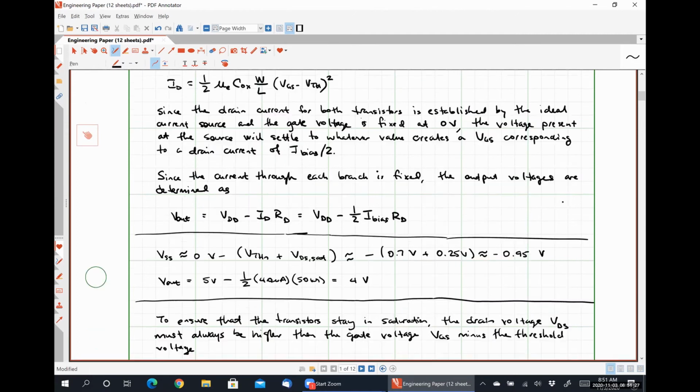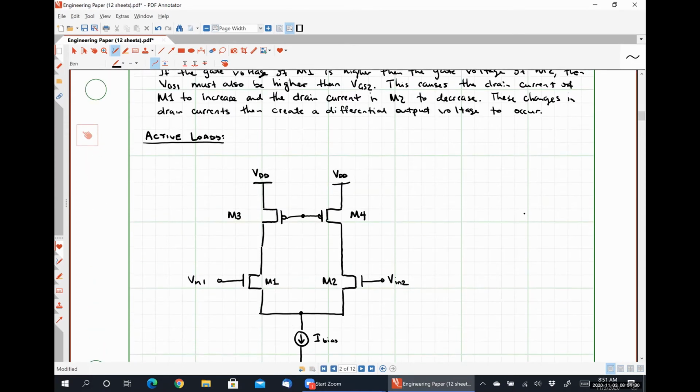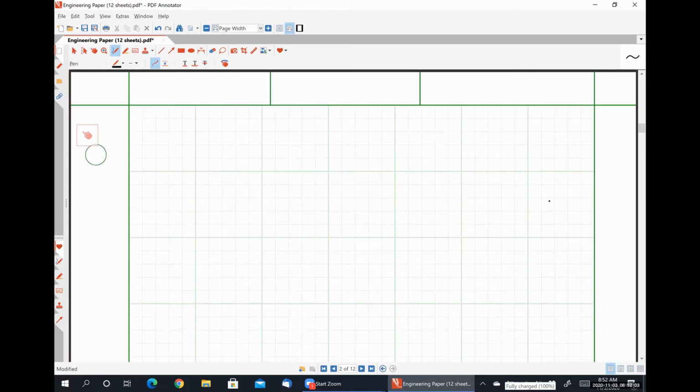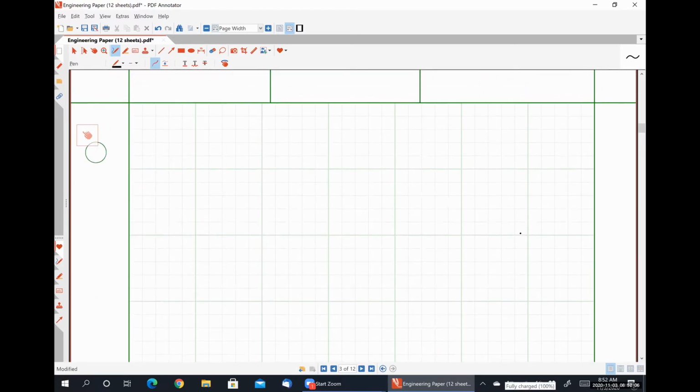This PMOS active load allows us to get a single output signal. So what we have is a PMOS current mirror on top and the basics of our differential amplifier on the bottom. Okay, I'll go to the next page.